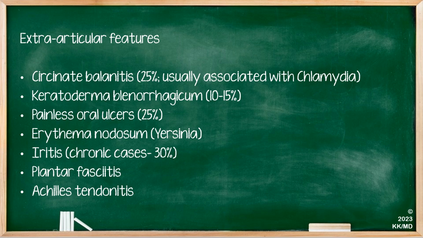The other extra-articular features that can be seen in reactive arthritis are circinate balanitis, which is quite commonly associated with a chlamydia case, and keratoderma blennorrhagicum, which is quite commonly associated with the gonorrhea case. It can also cause painless oral ulcers in about 25% of cases.